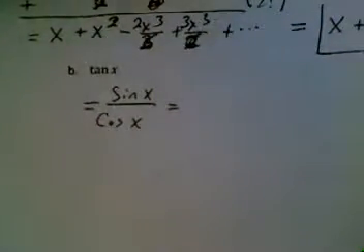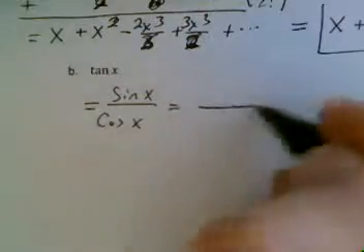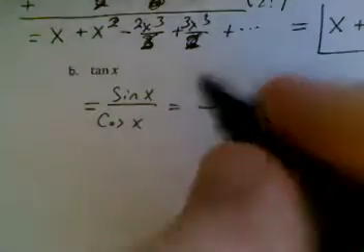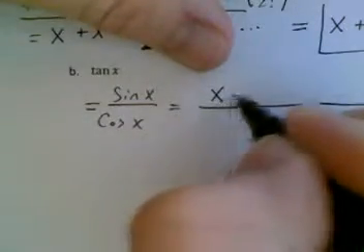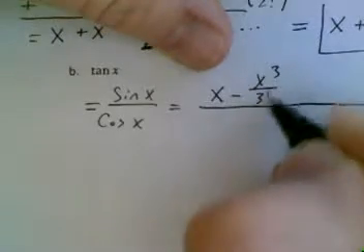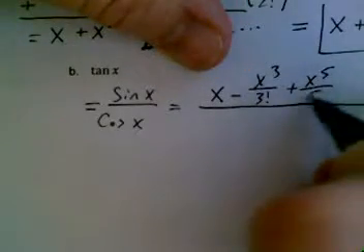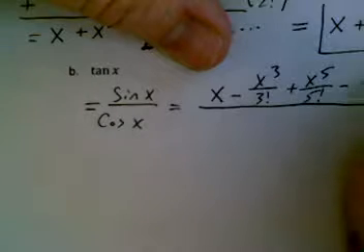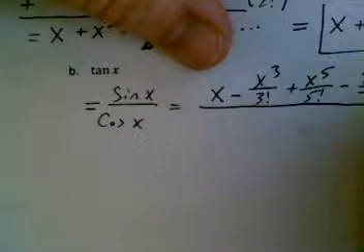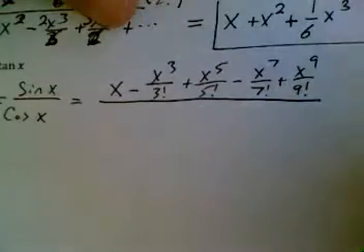We know the power series for sine. We know the power series for cosine. So I'm going to have x minus x cubed over 3 factorial plus x to the 5th over 5 factorial minus x to the 7th over 7 factorial plus x to the 9th over 9 factorial. And again, I'm going to write all those out. Minus dot dot dot continues on forever.